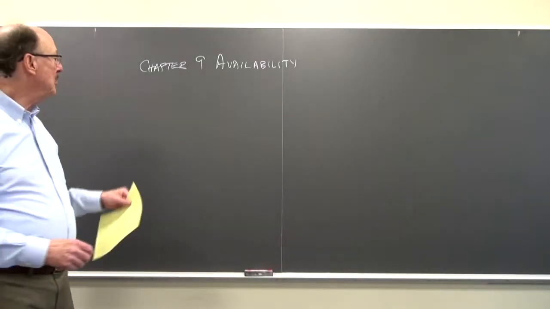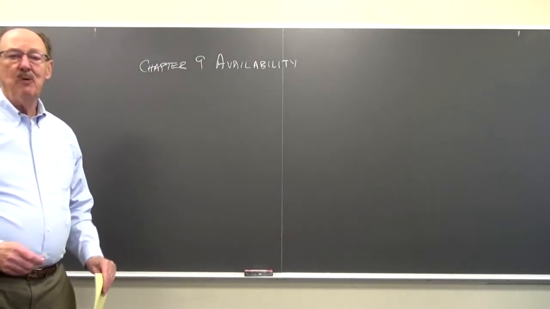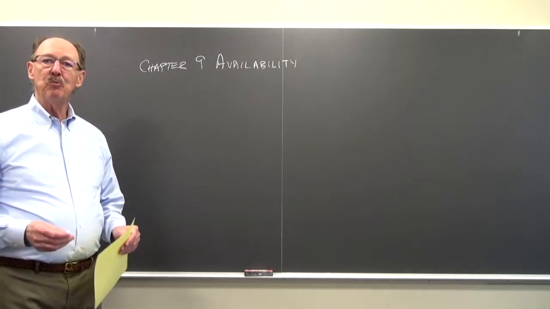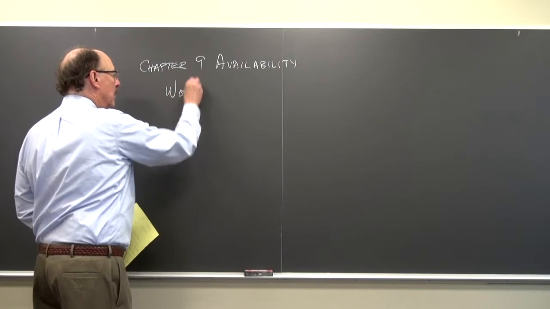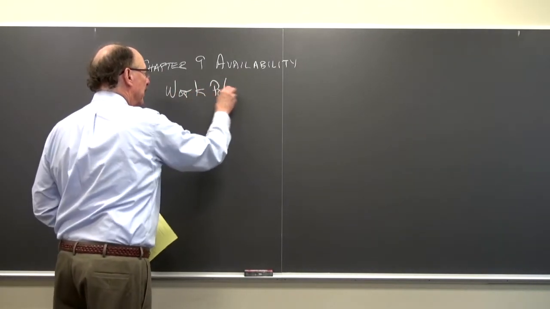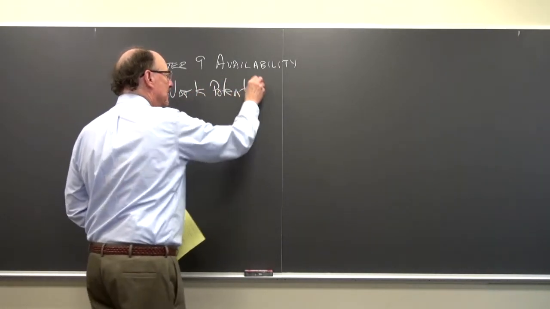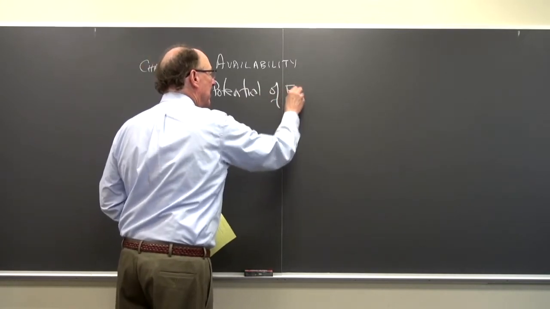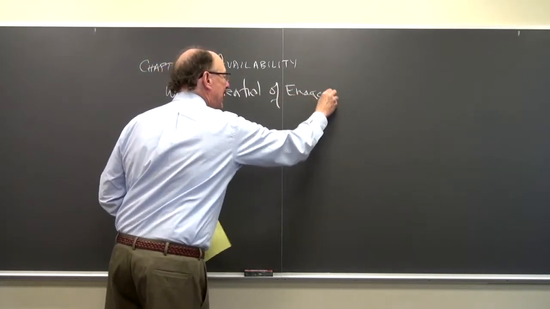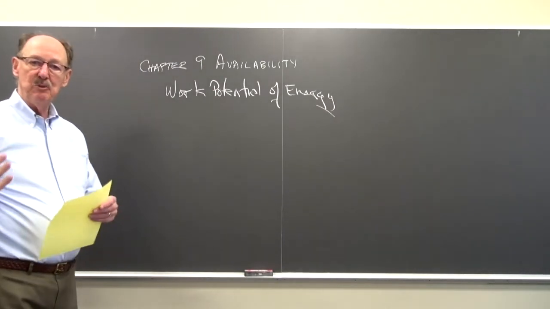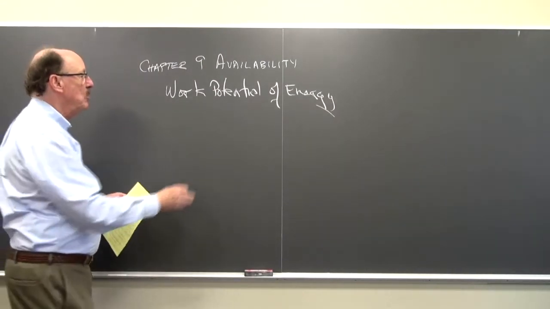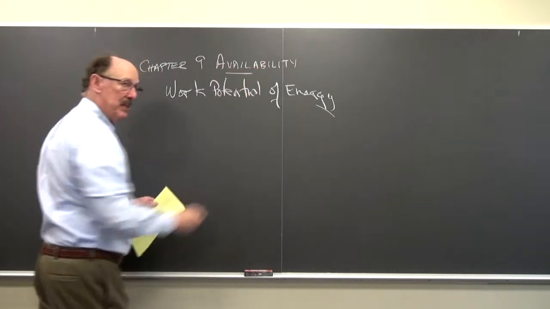Looking at now is Chapter 9 on availability, and what we're interested in here is the work potential of energy. So the work potential of energy denotes its value to us. We're interested in the value that energy has, that it can do work for us. And we call this work potential availability.